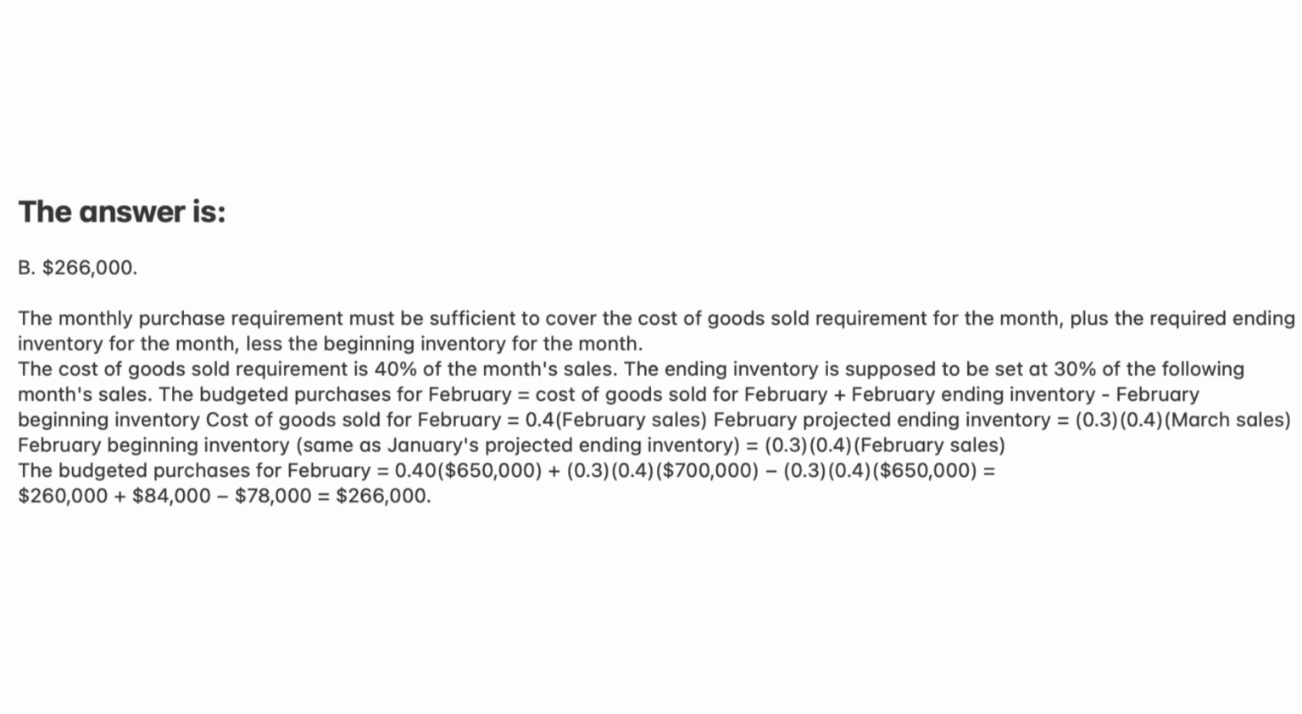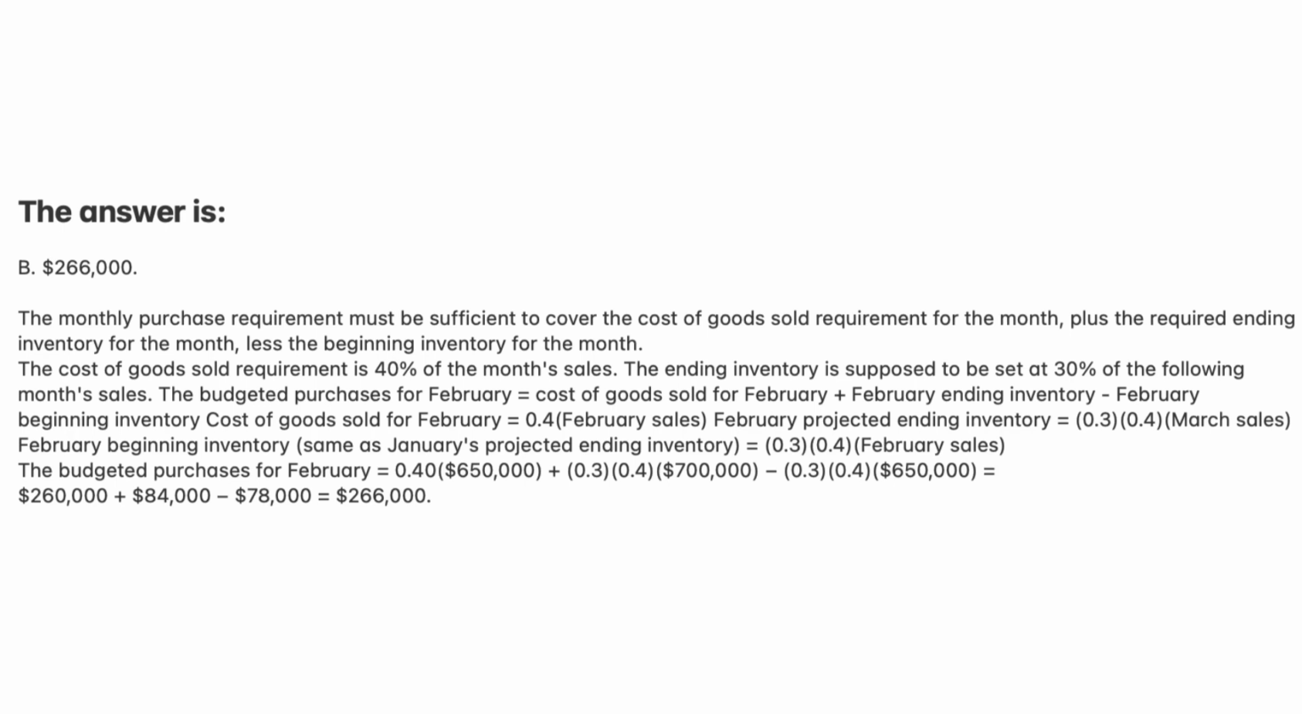$266,000. The monthly purchase requirement must be sufficient to cover the cost of goods sold requirement for the month, plus the required ending inventory for the month, less the beginning inventory for the month. The cost of goods sold requirement is 40% of the month's sales. The ending inventory is supposed to be set at 30% of the following month's sales. The budgeted purchases for February equals cost of goods sold for February plus February ending inventory.